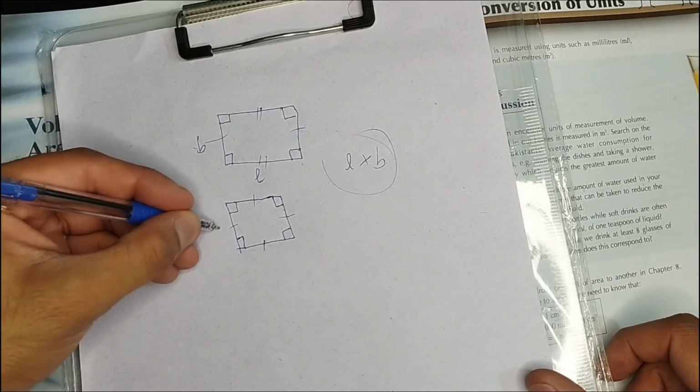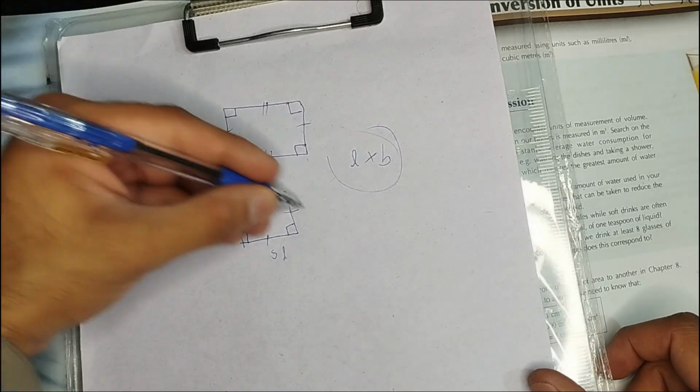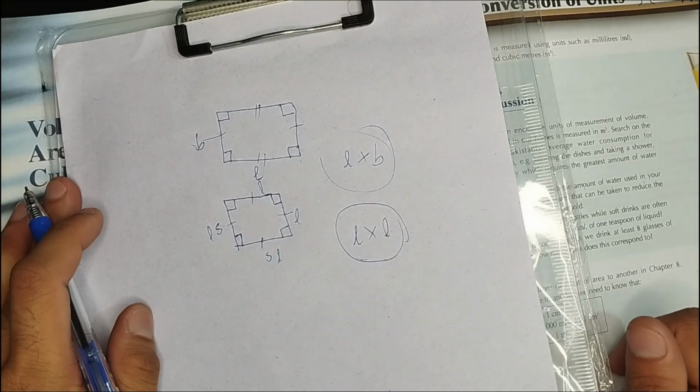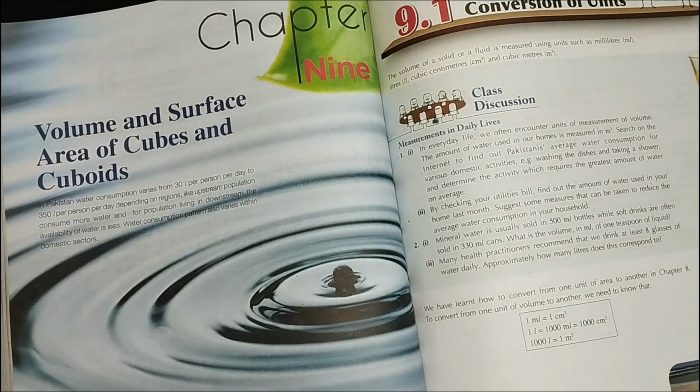And in a square we have sides, okay? Or simply you can say this is also L, if this is L, this is L, so length multiplied by length will give you your area. Now, this is the basics we've done in the previous chapter, right?